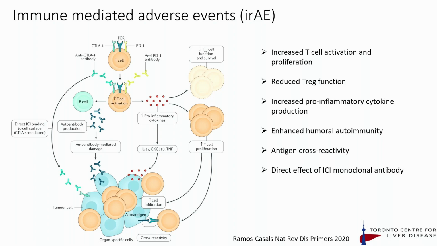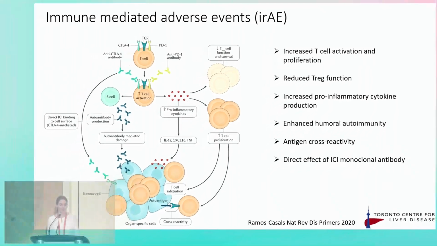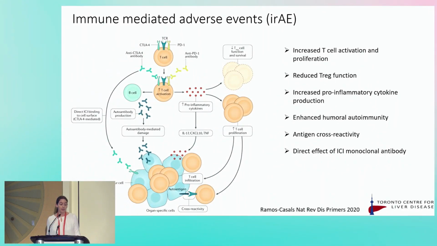And there's quite good animal model, preclinical, and translational evidence to support these mechanisms. They may have effects more widespread on B cells and enhanced humoral autoimmunity. And in the land of cancer, there's potentially a mechanism where there is antigen cross-reactivity. So your effector T cells may recognize antigens that are present in the tumor, but also similar antigens present in host tissue. And there's some evidence to support that.